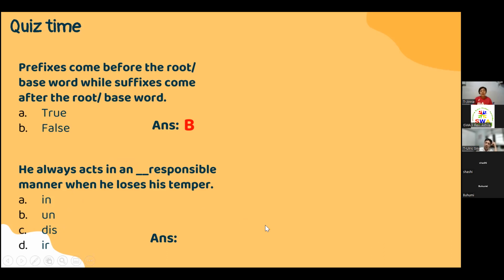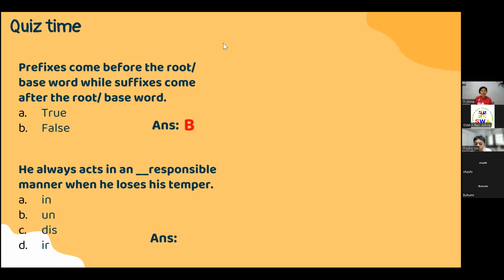Okay, and then Buhumi said un. Un also means not. But in the English word, we don't use unresponsible. Anyone wants to try before I review the answer? Disresponsible. Okay, Shashi says disresponsible. I just explained this is not, because an is usually followed by a word beginning with a vowel, which is A, E, I, or U. So this is definitely not the answer, although dis means not.